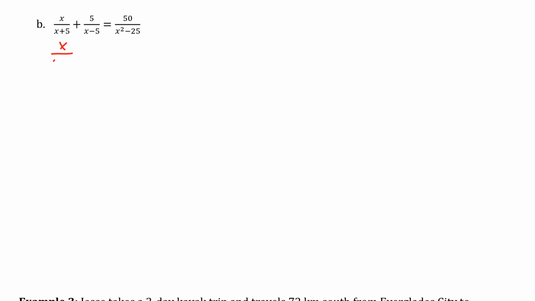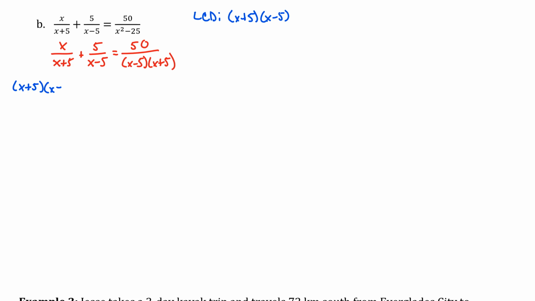So now I have x over x plus 5 plus a 5 over an x minus 5 is equal to a 50 over x minus 5, x plus 5. So in this particular case, my LCD is not going to be all four of them, it's just going to be my x plus 5 times my x minus 5. The reason why is because I have both of them here, and so it helps me cancel things out. So now I'm going to multiply everything by this common denominator.